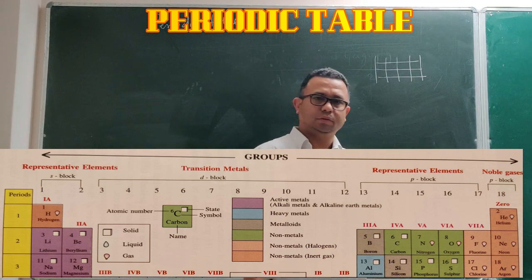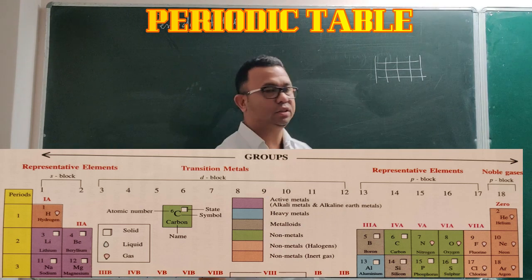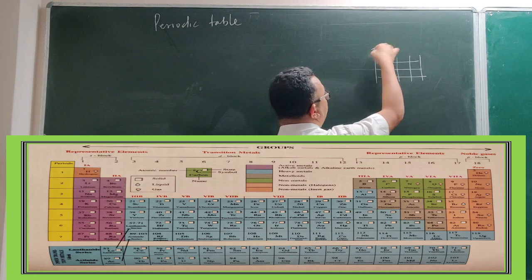Now for groups, there is the older system as well as the new IUPAC system. In the older system, we name them Roman 1, 1A, 1B.